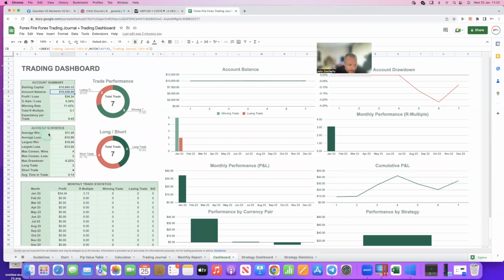So we've got the average win is $11.26. The average loss is just under $11. Largest win is $18. Largest loss is $13. 4 consecutive wins. Most consecutive losses is 2. Again, we've got maximum drawdown, long trades, short trades. Average time in trade 14 minutes. And as you can see on here, we've got the profit for this month, because that's where we started, $10,005.32.